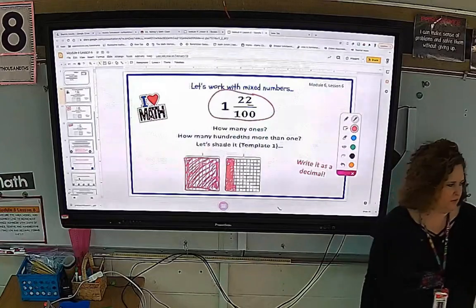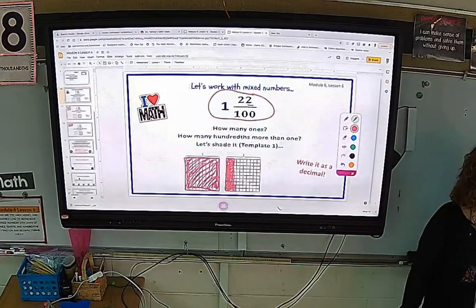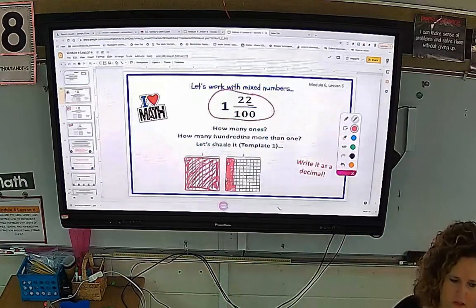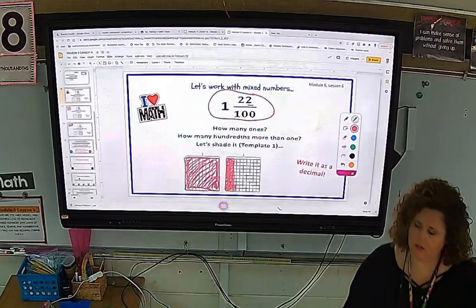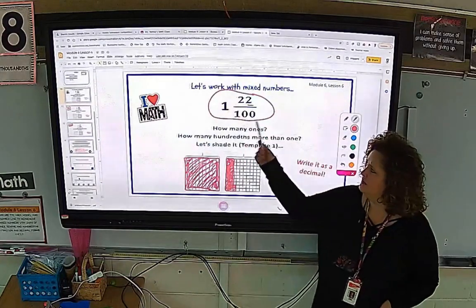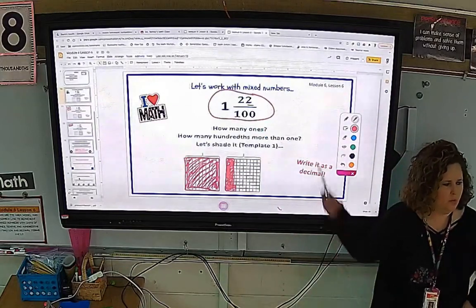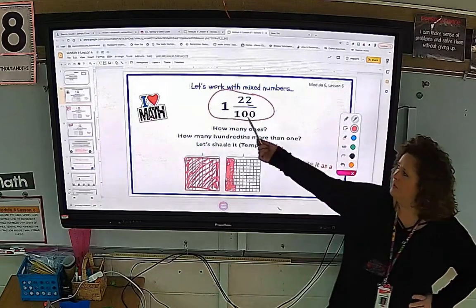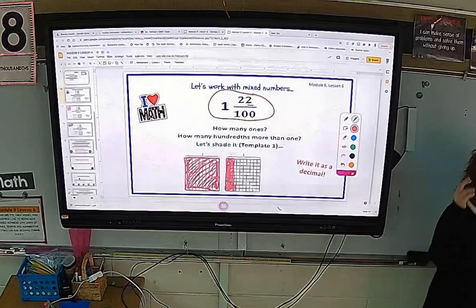Guys, that's what we're doing today. Our markers are down right now. We're working on showing with the area model and with the number line a complete decimal number all the way to the hundredths place. So if you have a number like this, 1 and 22 hundredths, of course it's still just a fraction, isn't it? What would this look like as a decimal?